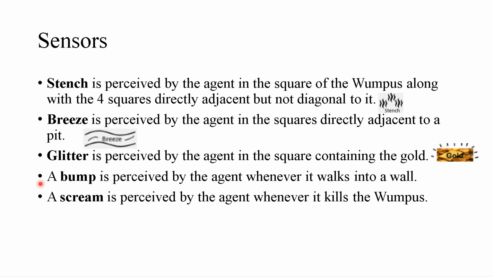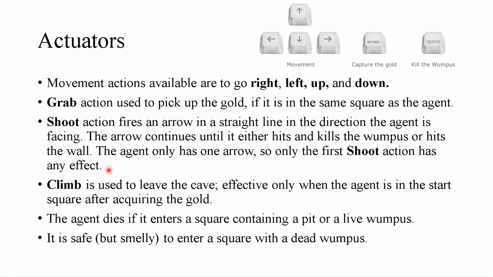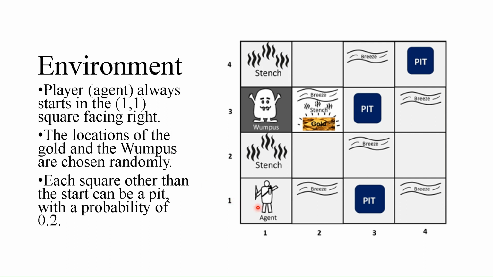Next, bump. What is bump? Whenever the agent tries to walk out of the labyrinth, that is, walks into the wall, you receive a bump. So in this case, you're the agent. You try to come out. So you're at, suppose, 1 comma 1 and you try to go to the left or down. Then you receive a bump and stay there. It's a waste of a move basically.